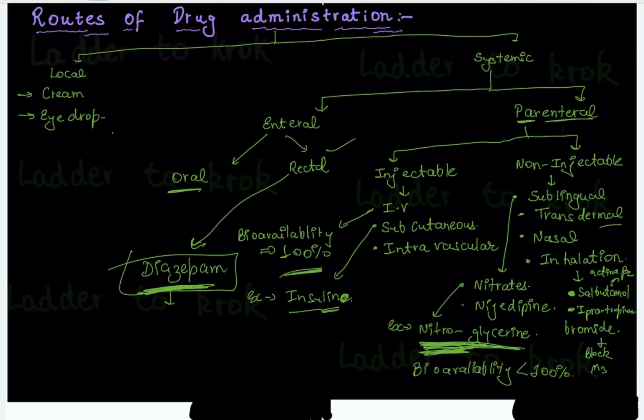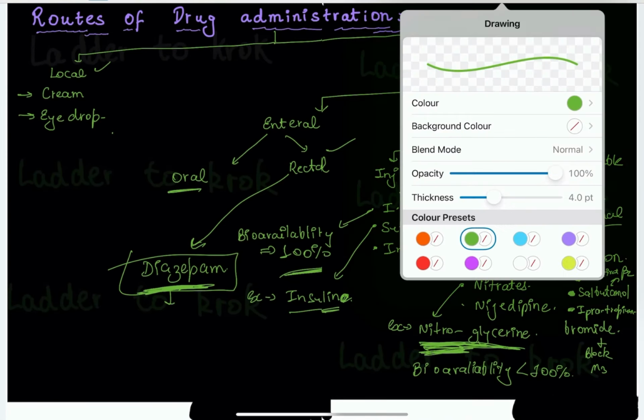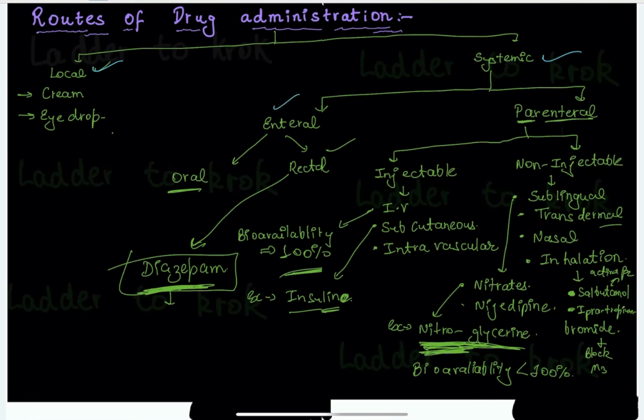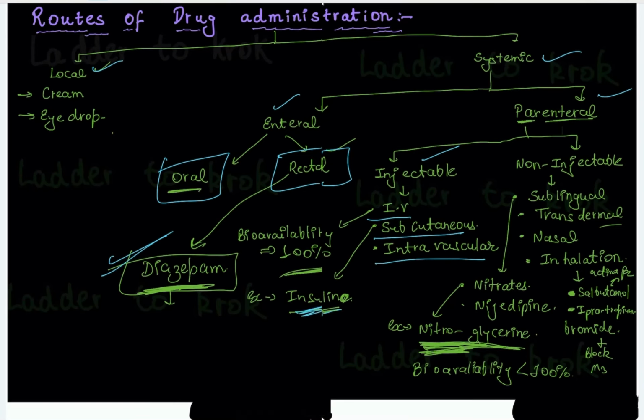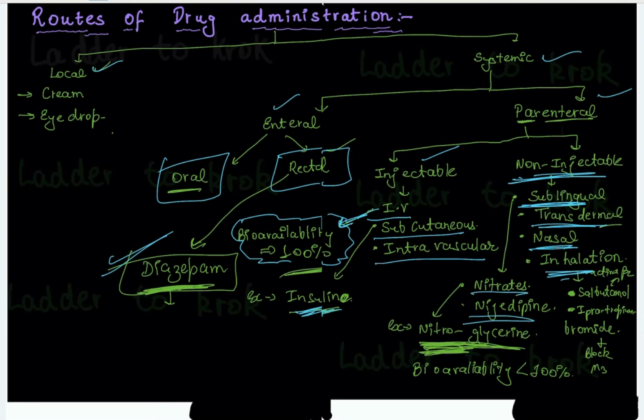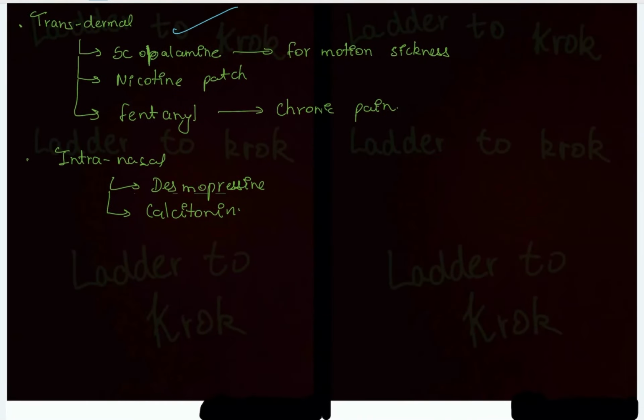So in this video we discussed routes of drug administration. It can be local and systemic. Systemic is enteral and parenteral. In enteral we have oral and rectal. Rectally we give diazepam. In injectable we have IV, subcutaneous and intravascular. In subcutaneous we give insulin, insulin for type 1 diabetes. Intravenously the bioavailability is 100%, and many drugs we give by the IV method. Now non-injectable like sublingual, transdermal, nasal and inhalation. Sublingually we give nitrates and nifedipine. One example of nitrates is nitroglycerin. Transdermally, as we already discussed, scopolamine, nicotine patch and fentanyl.